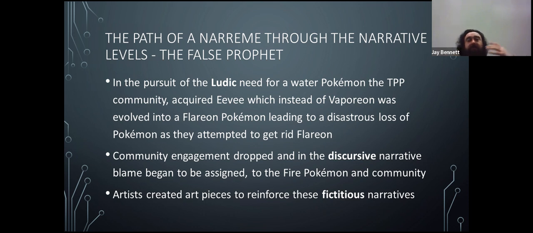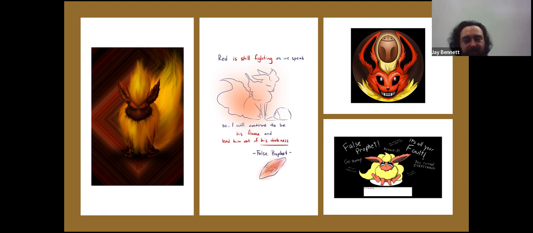And this is where the discursive part, the discussion about it, starts, and they start going, Flareon's the false prophet. We need to get rid of Flareon. We will be cursed forever, kind of stuff. And so artists created fictional pieces to reinforce this. And that's where we finally get some fan art.